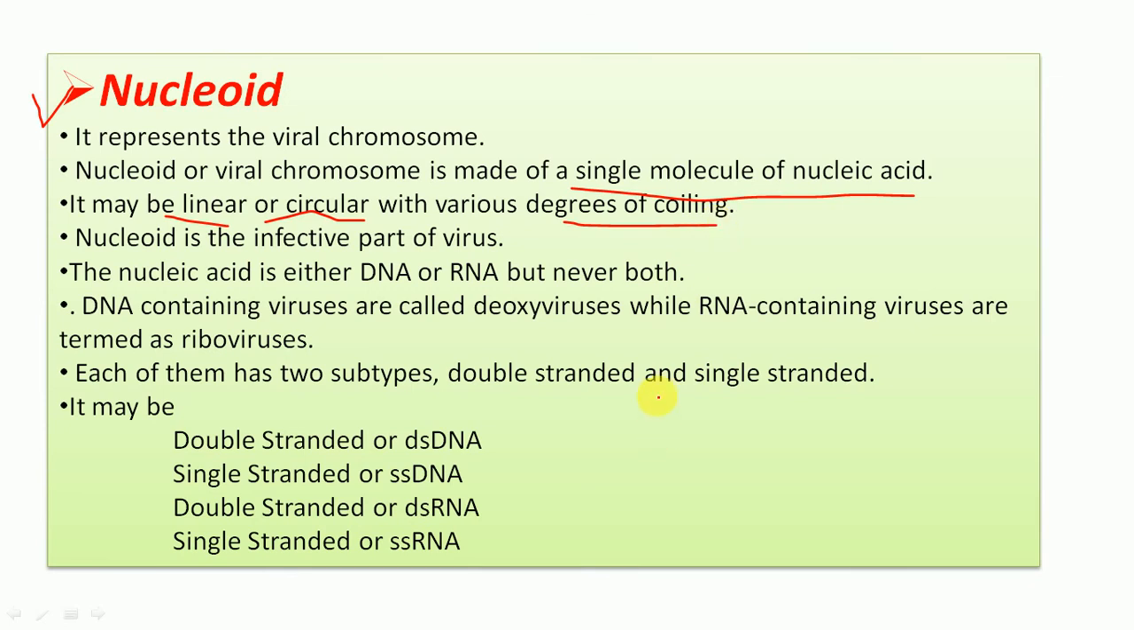Now this nucleic acid can be DNA or RNA. When it is a DNA-containing virus, we use the term deoxyvirus, and an RNA-containing virus is termed a ribovirus. Now each has two subtypes, that is double stranded or single stranded. They can be double stranded DNA or single stranded DNA, or double stranded RNA or single stranded RNA.